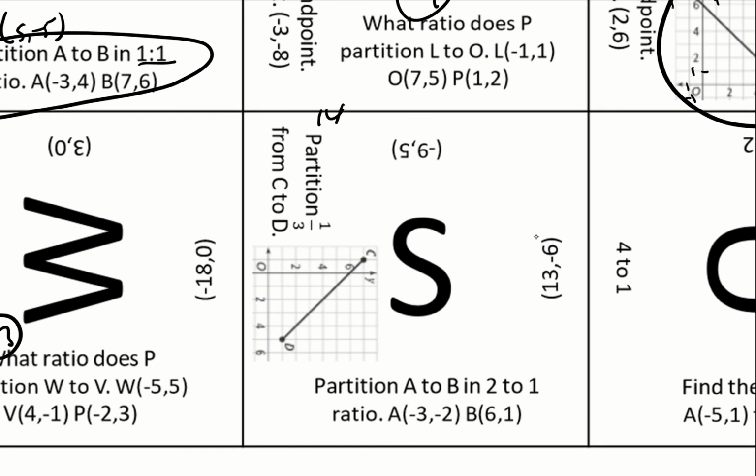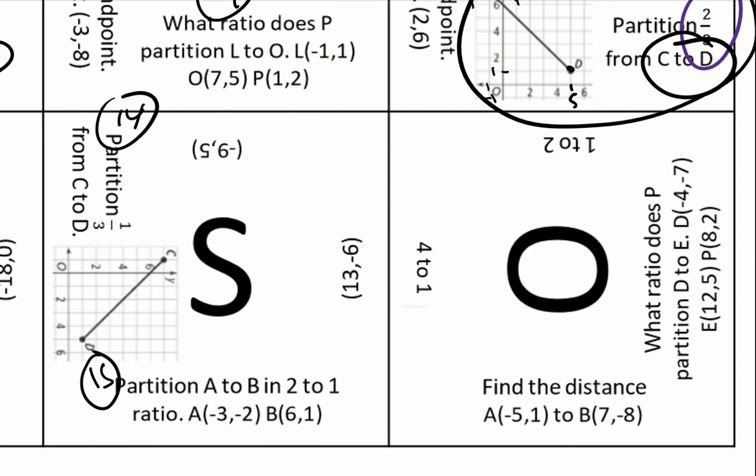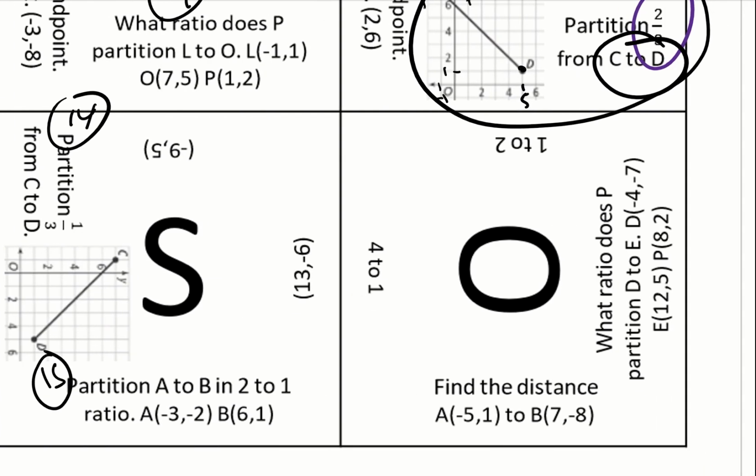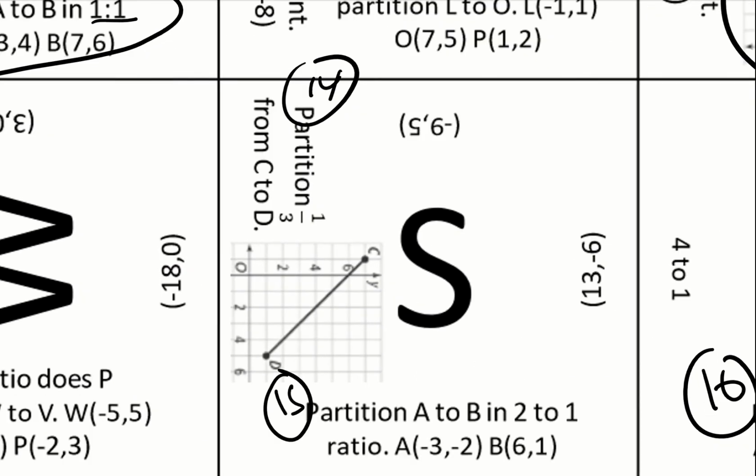All right, we got another partition problem. We got a couple partition problems, 14 and 15. We got another distance problem, and we got a final ratio problem. Okay, so let's go ahead and do it real quick.